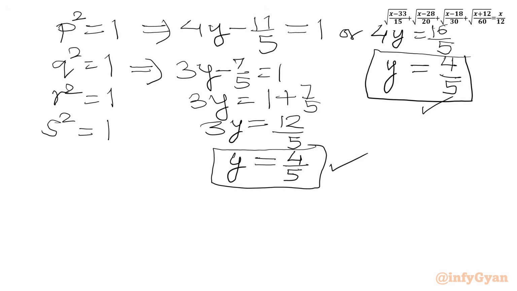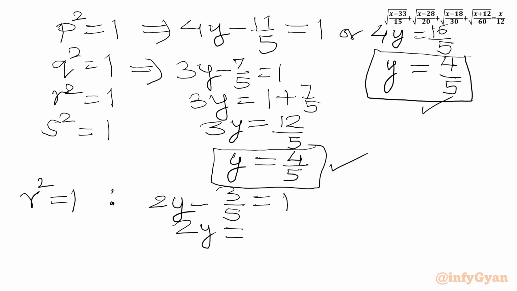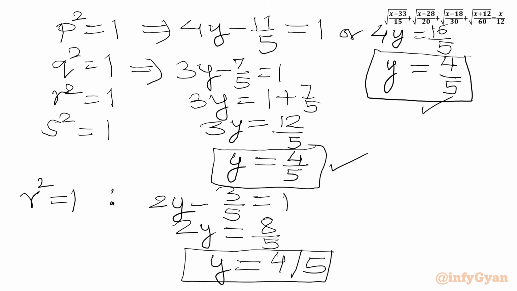Now we will take R square equal to 1. So R square would be 2y minus 3 over 5. Let me write R square equal to 1. So 2y minus 3 over 5 equal to 1. 2y will be equal to 1 plus 3 over 5, which will be 8 over 5. By dividing by 2 both sides, we will get y value, which will be 4 over 5, and which is the same as previous y values. Now we have S square equal to 1, which I will write over here.